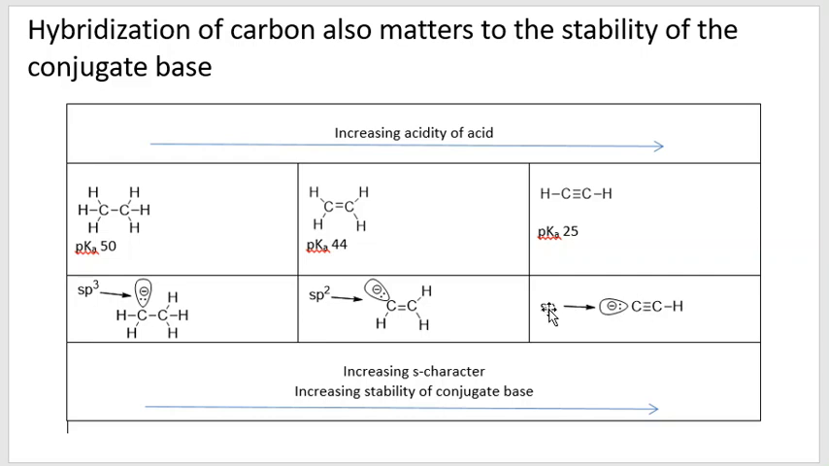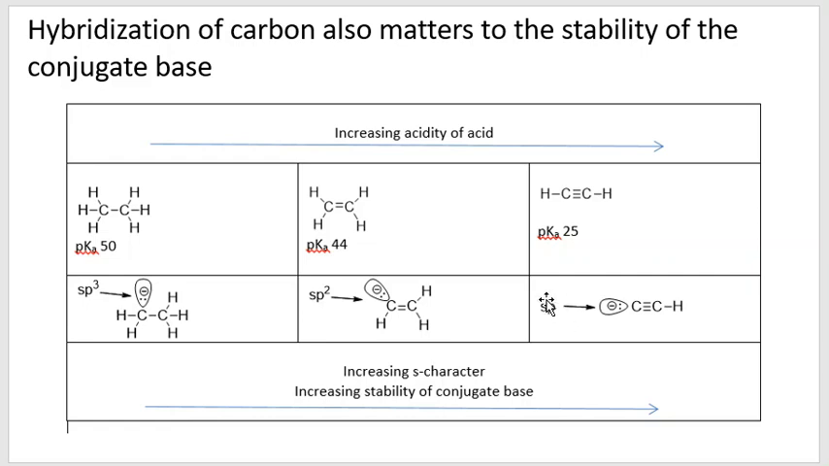And so sp is 50% s because there's only 2 orbitals that get averaged together to give you an sp orbital. So s is half of that, so it's 50% s character. Similarly, for sp2, it's 33% s character, and for sp3, it's 25% s character.